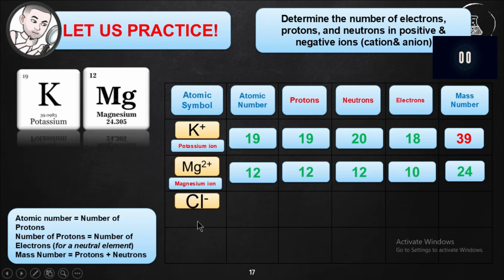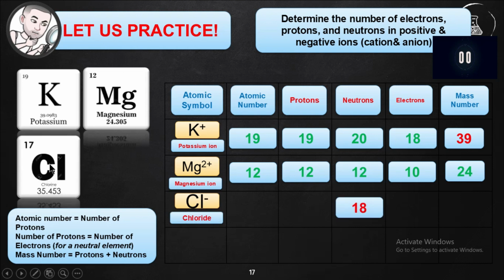Next element is negatively charged chlorine ion. So, ang tawag dito ay chloride. Merong given na neutrons. Ito yung details niya. I'll give you 10 seconds to think about your answer.